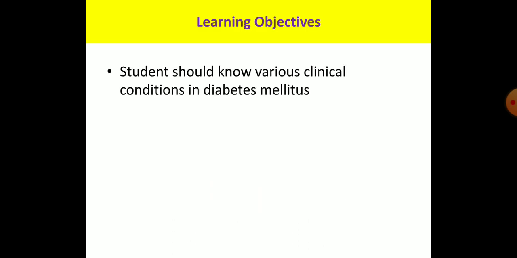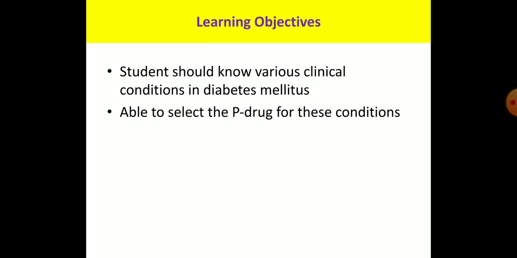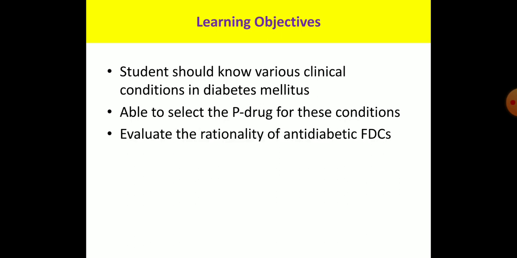So the learning objectives of today's session are: students should know about the different clinical conditions in diabetes, then be able to select the P drug for all these conditions, and evaluate the rationality of anti-diabetic fixed dose combinations. This we will discuss one by one.